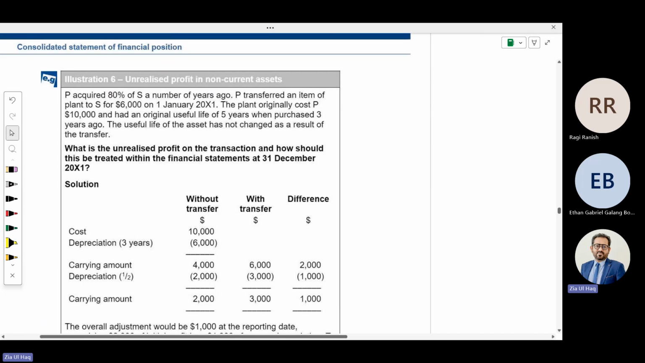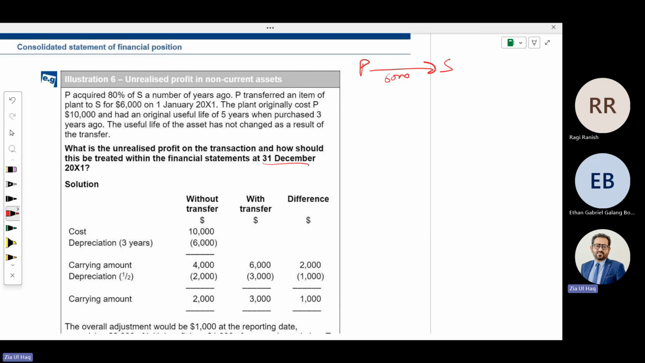We acquired 80% of S a number of years ago. So P is the parent company, S is the subsidiary, and holding is 80%. P transferred an item of plant to the subsidiary for 6,000 on 1st January 20X1. Year end is 31st December. At the start of the year, the parent company transferred an asset to the subsidiary, meaning it sold an asset to the subsidiary for 6,000. The plant's original cost to P was 10,000 and it had an original useful life of 5 years.